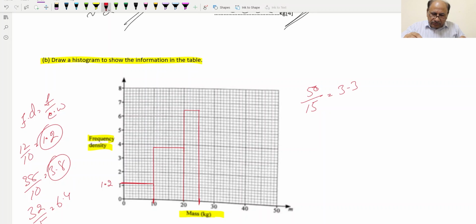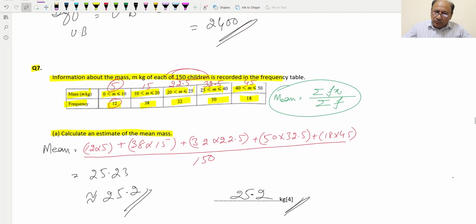So 3.3 will be from 60 basically up to 40. 3.3 will be in the middle, and we can draw that histogram bar also, and we can join this from the middle over here. Next is what? Next is 40 to 50.